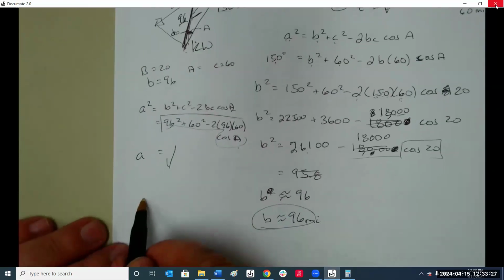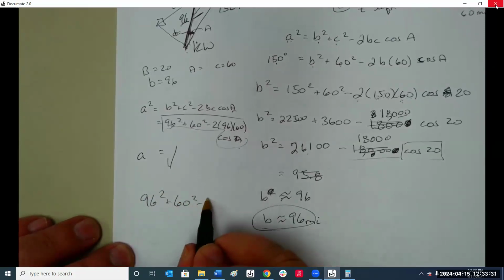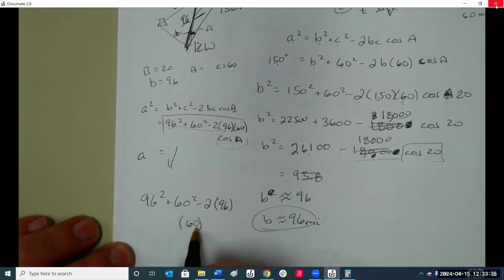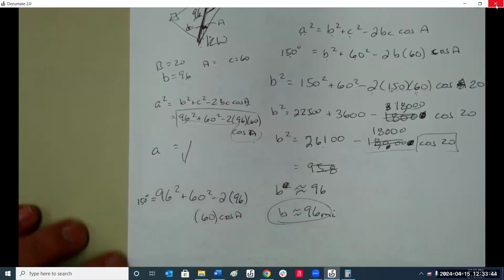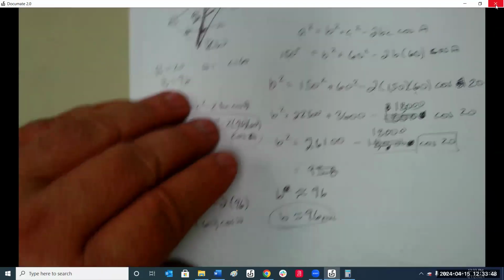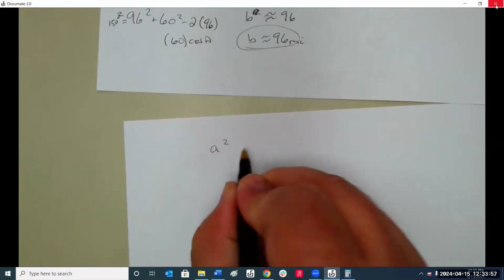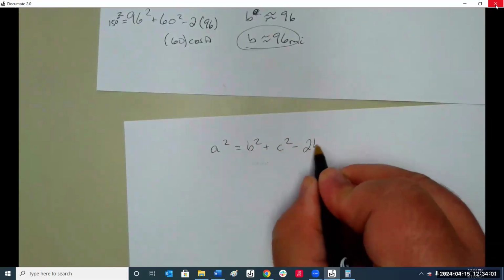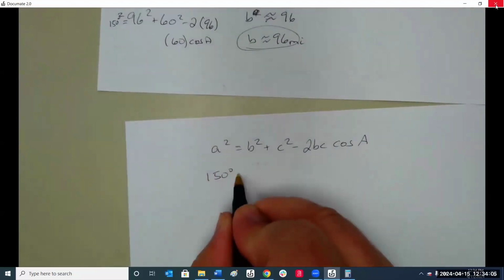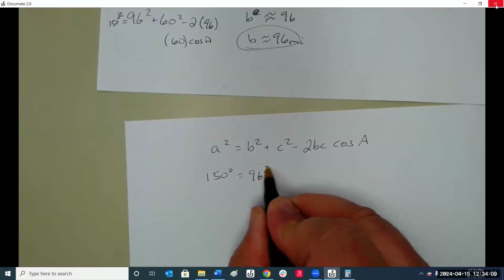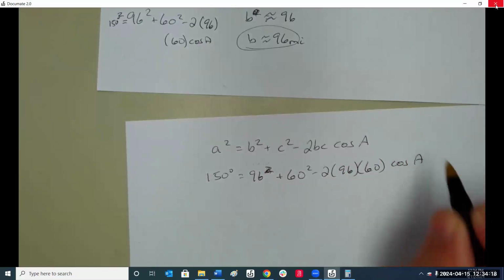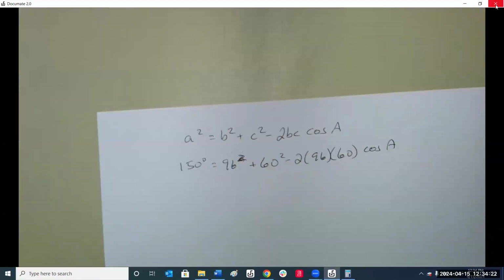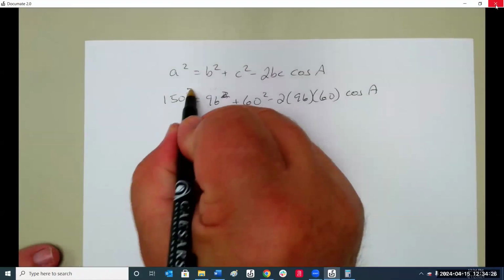What's the value? We have 96 squared plus 60 squared minus 2 times 96 times 60, and this is 150 squared. Now we're trying to find the direction they have to fix it. So we have a squared equals b squared plus c squared, so this is 150. So now we have to do that to get our angle to return to Key West.